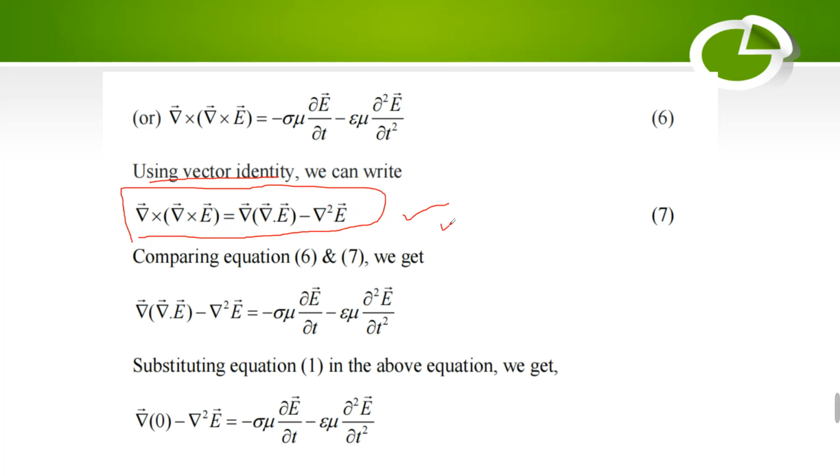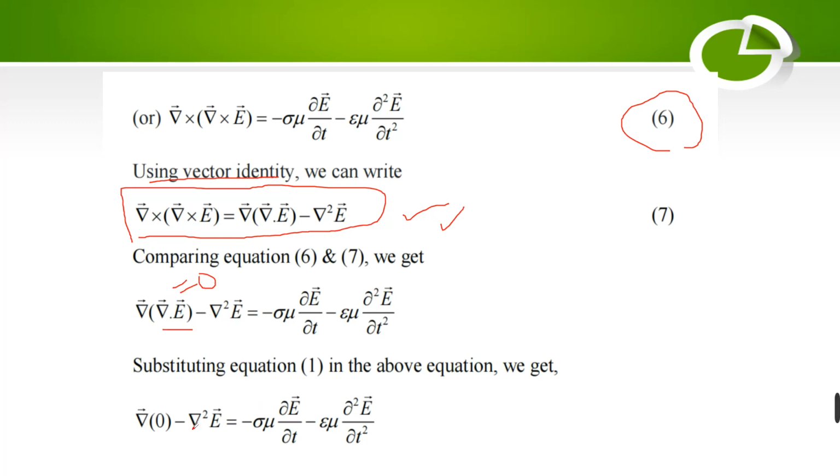So we can substitute this 7th equation in 6th equation. We are going to substitute in a 6th equation. So here becomes del dot E minus del square E vector is equal to minus sigma mu into dou E by dou t minus epsilon mu into dou square E by dou t square. So here we all know that del dot E is equal to what? Del dot E is equal to 0. So this term will become 0.